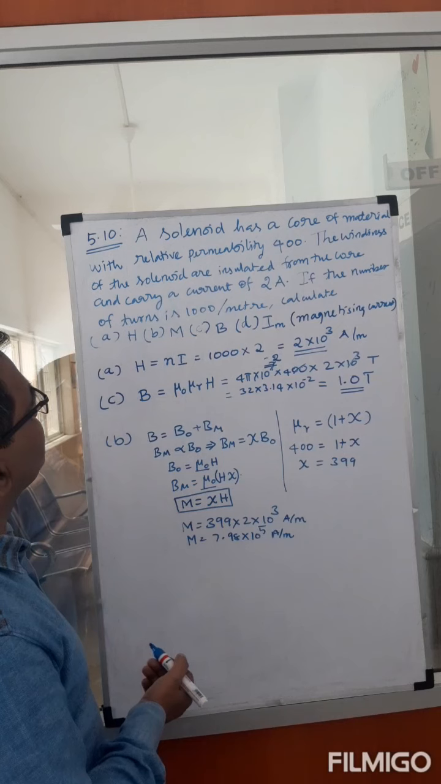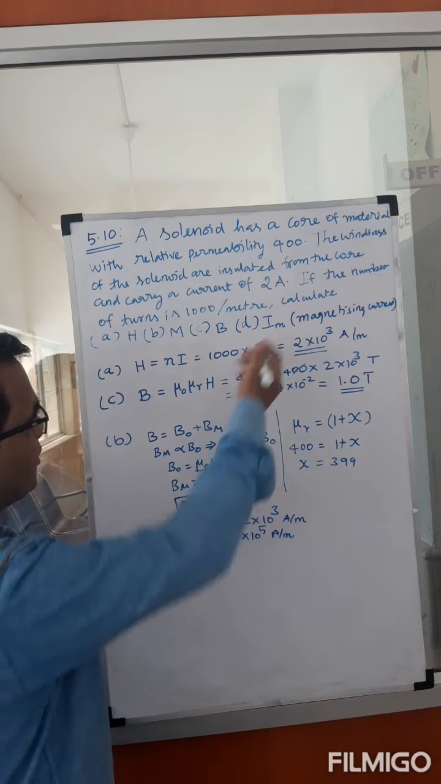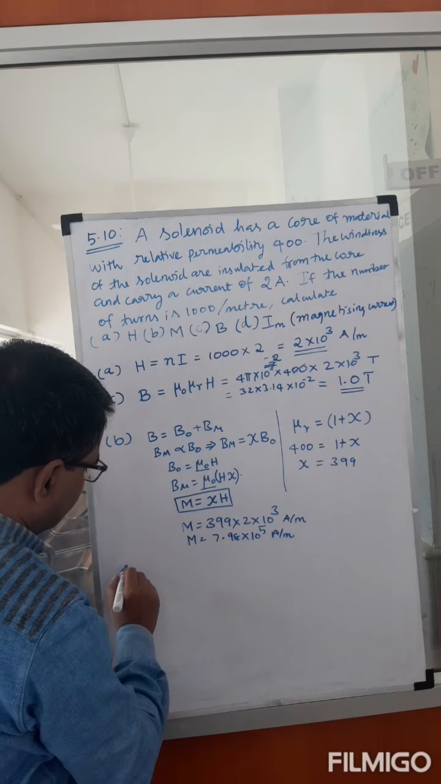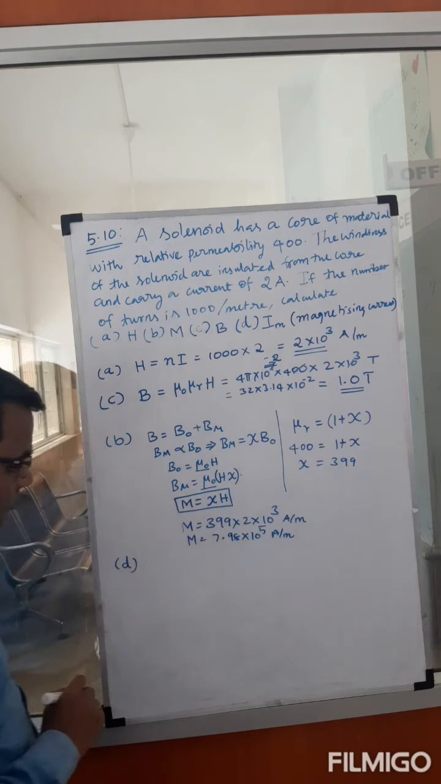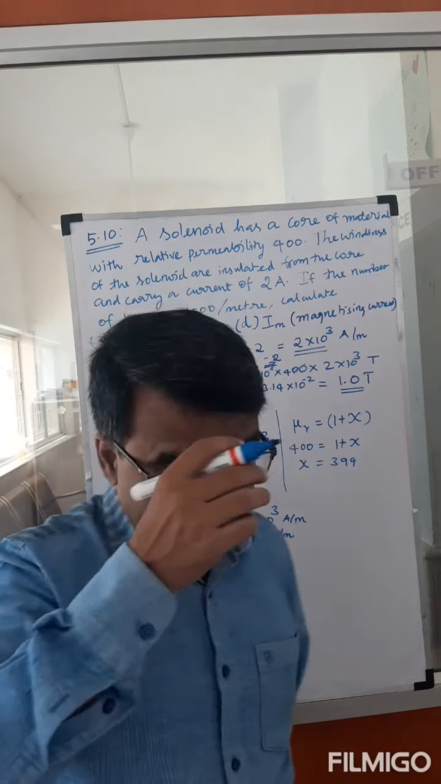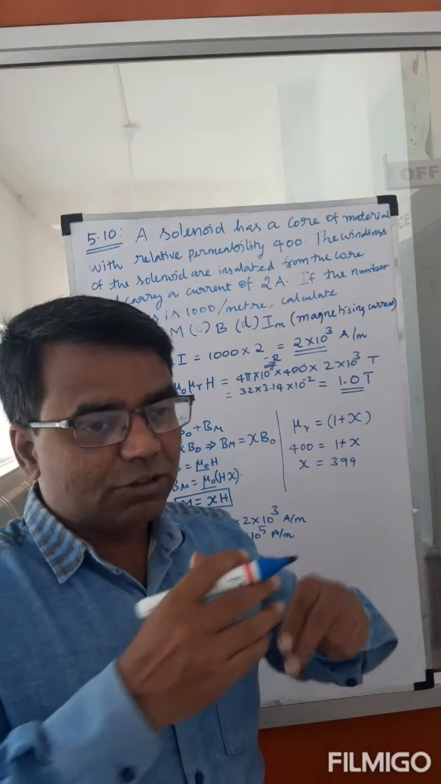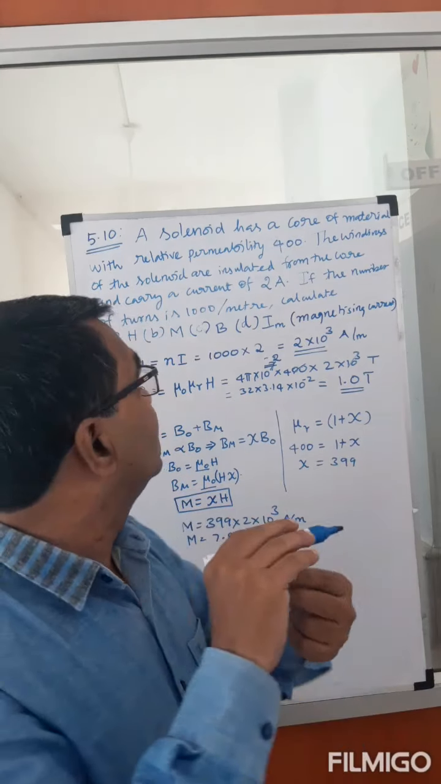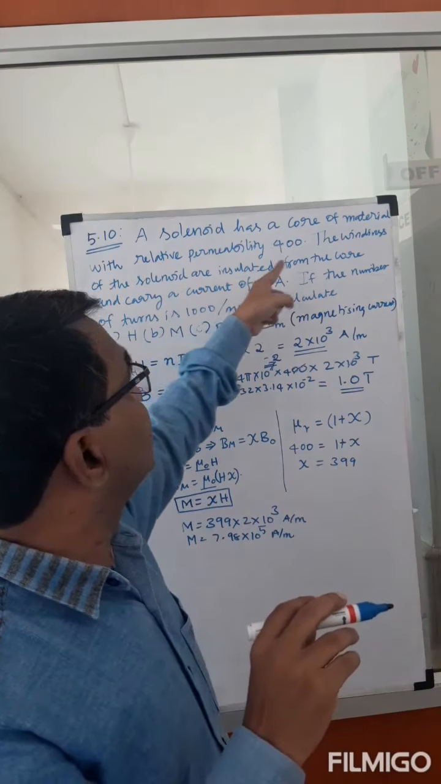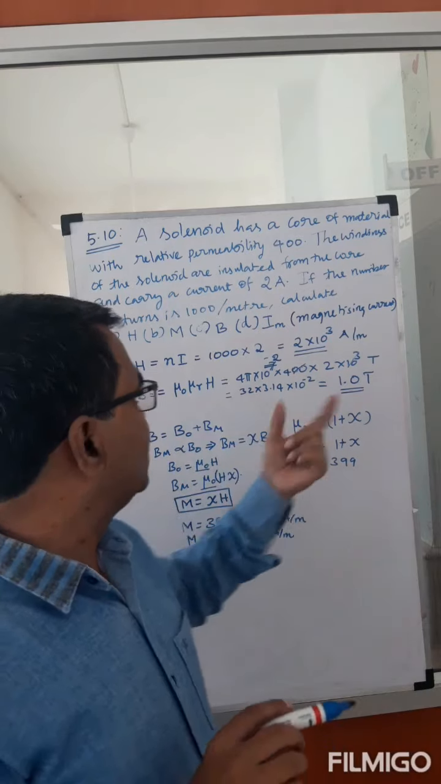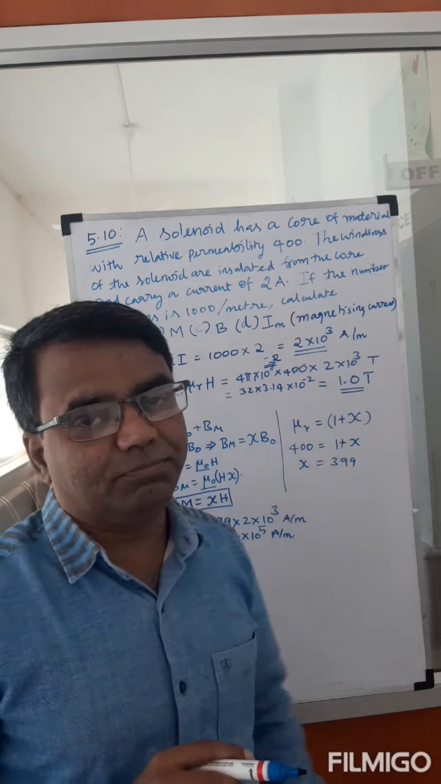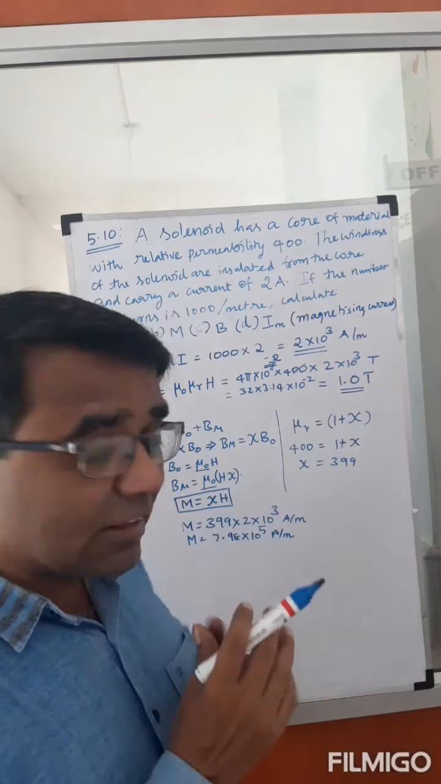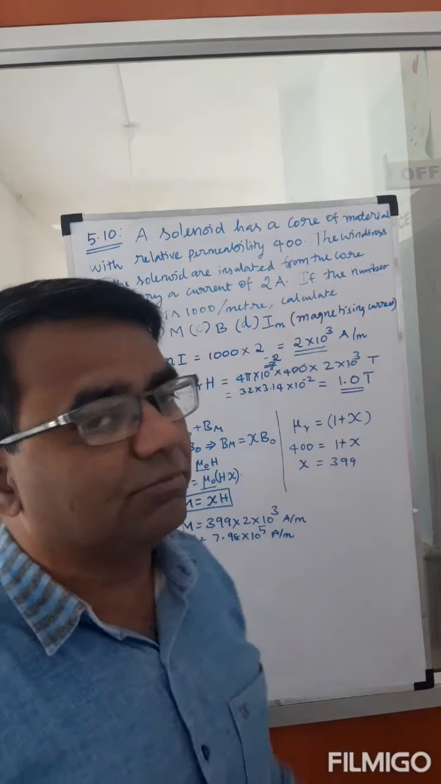And coming back to the magnetizing current. So what is this magnetizing current? That's something new. Now you have a solenoid, right? The solenoid has a core of a material with relative permeability 400, and it produces this magnetic field of 1 Tesla. And the current that is flowing through it is just 2 amperes.